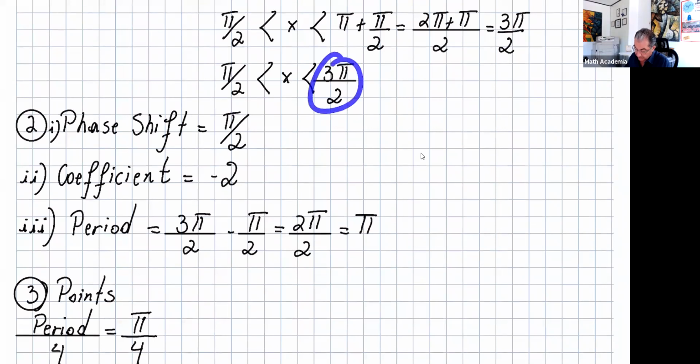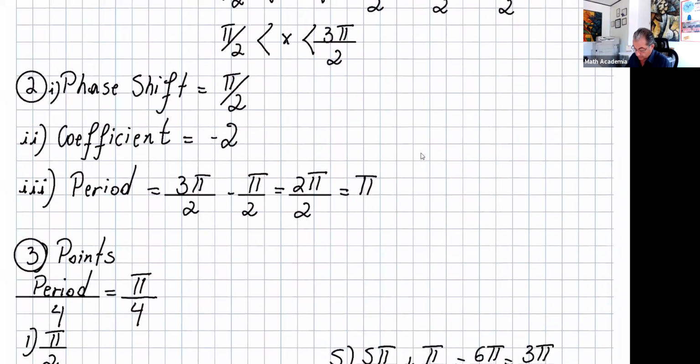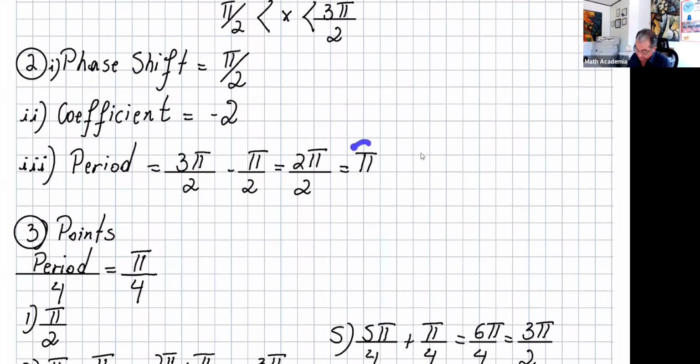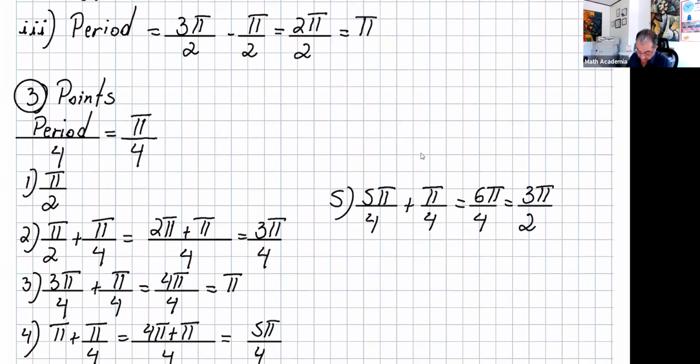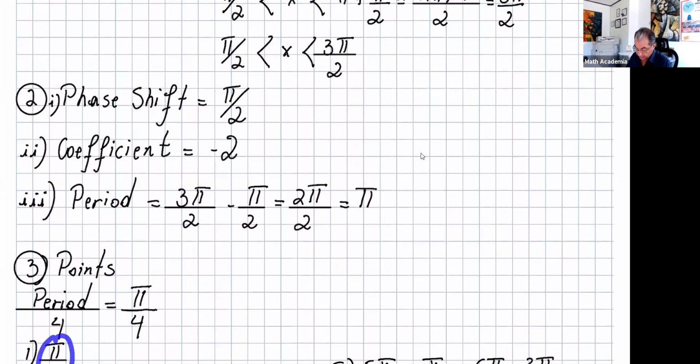Period, you take that number minus that number, always. And if you do that, you get pi. To find the points, you take the period and divide it by 4. And you start. Starting point is pi over 2.